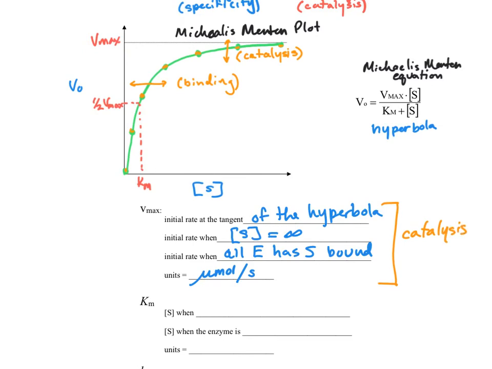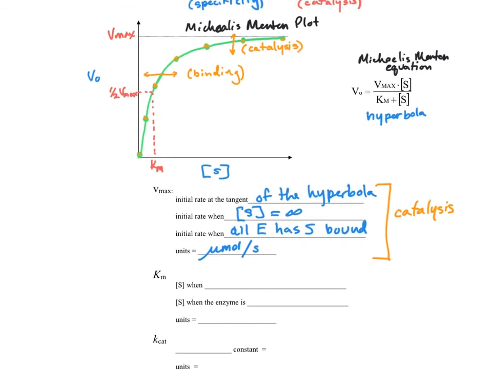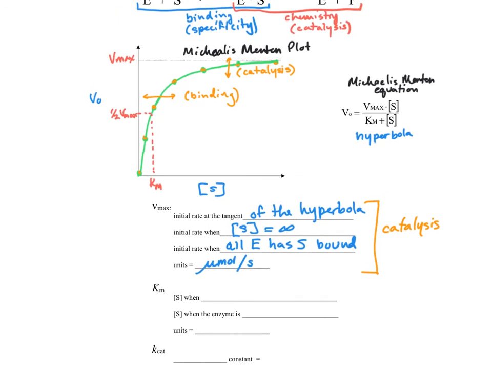Let's move on to Km. See if we can fit it all on here. Km, we already said what the definition is. It's the substrate concentration when velocity equals 1/2 of Vmax. It's a very useful thing because we can use our graph to determine it. We can go to Vmax, down to half Vmax, over to the curve, and down to Km.